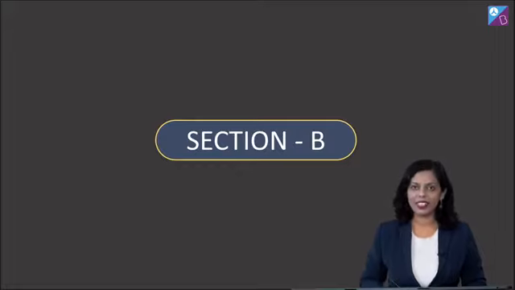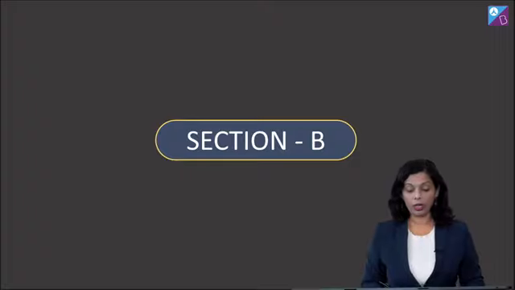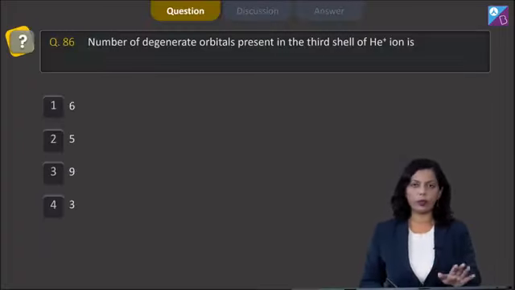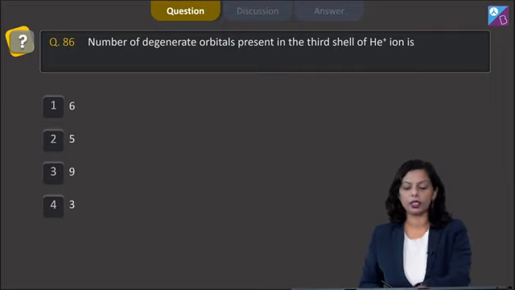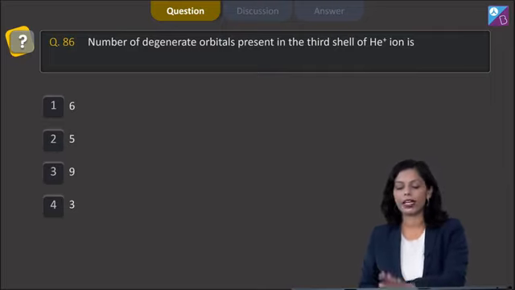Let me take the next question in continuation, which is part of Section B. While solving Section B, you have the internal choice also. So one by one, I'm going to take all the questions. Question number 86 says: the number of degenerate orbitals present in the third shell of helium ion is?